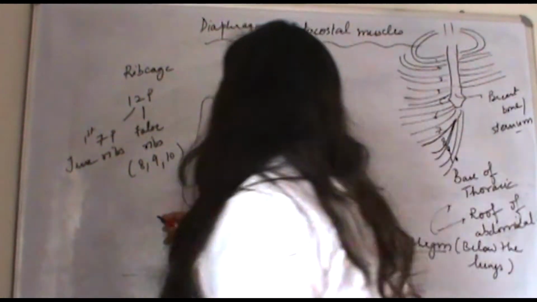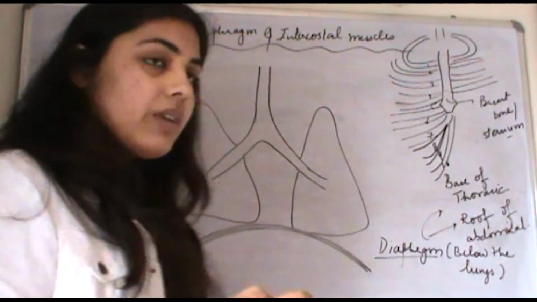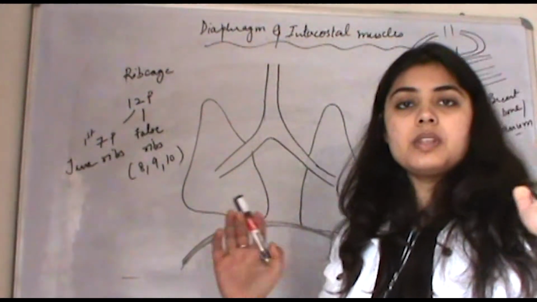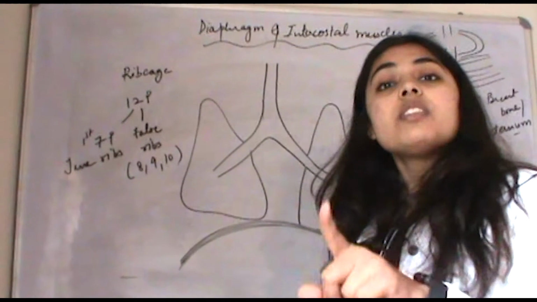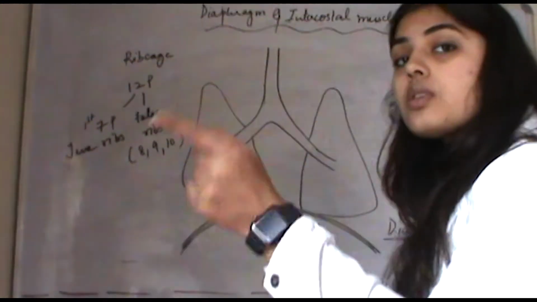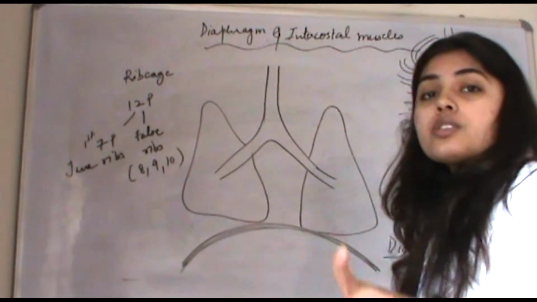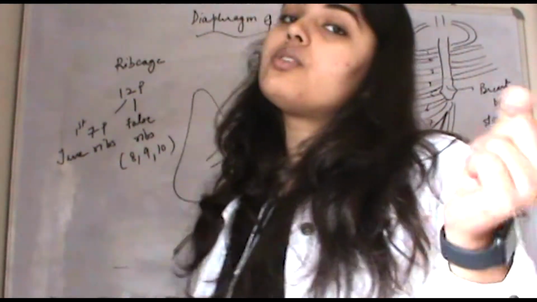So why are they called false ribs? Because they come from the back, from the same location, but they come and join which bone? They come and join the 7th pair of the rib. That is why they are known as false ribs. Because they are not attaching to the sternum, they are not counted among the true ribs.